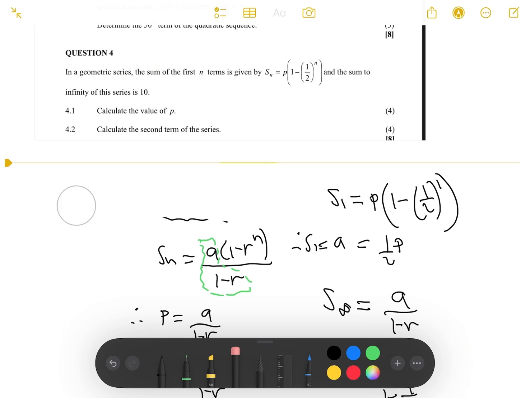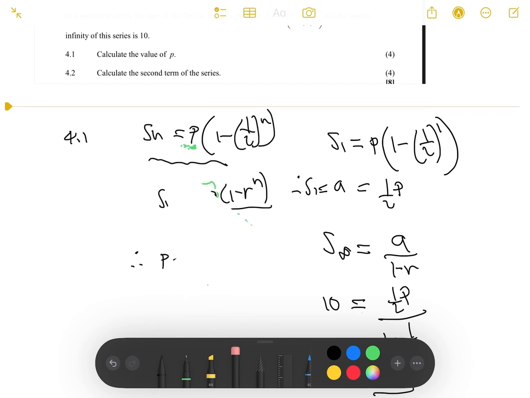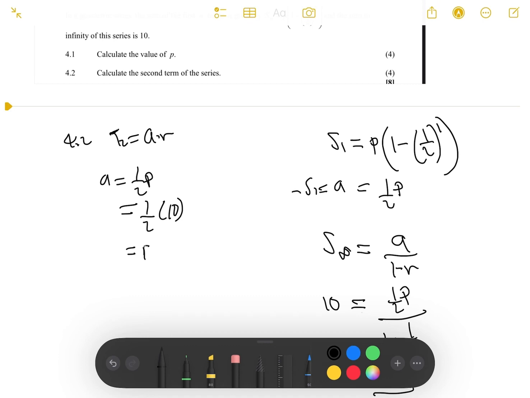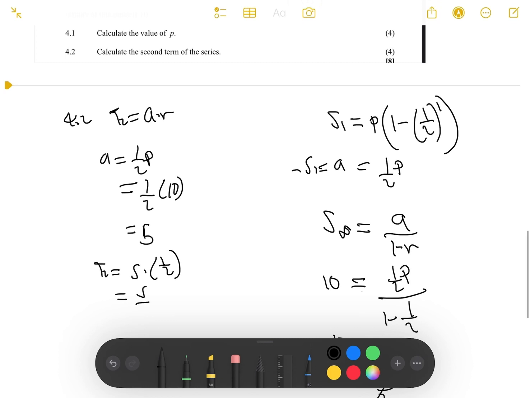And then in 4.2, they say calculate the second term of the series. Second term of the series is basically T2, of which we know that T2 is equals to A times R, right? Of which our A is equals to what? Half P, which is equals to half of 10, which is equals to 5, right? And then therefore T2 is equals to what? 5 times R, which is half. This gives us 5 over 2.